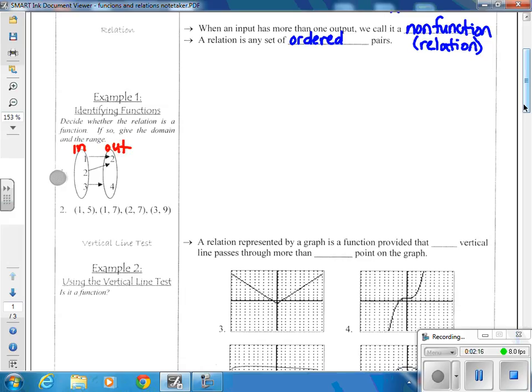Right, so we want to take a look at these, and we want to pay attention to the inputs, because if any of those x values get used more than one time, then it is not a function. You notice that the 1 goes to the 2, the 2 goes to the 2, and the 3 goes to the 4. The 1, 2, and 3 only have one arrow coming off of them. So because none of the x values repeated, in example number 1, that is a function.